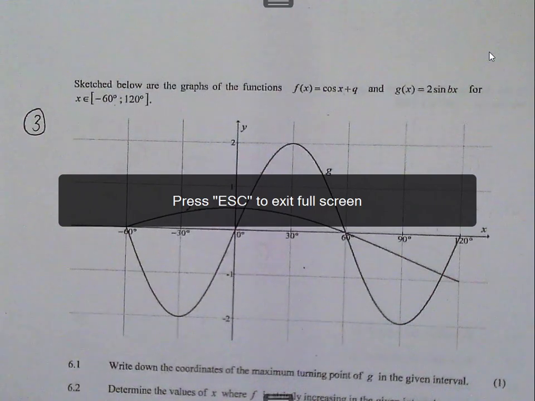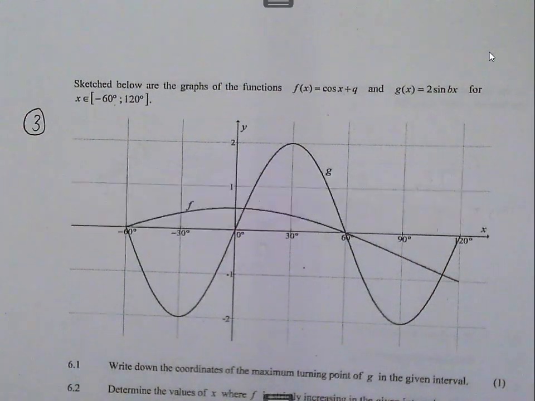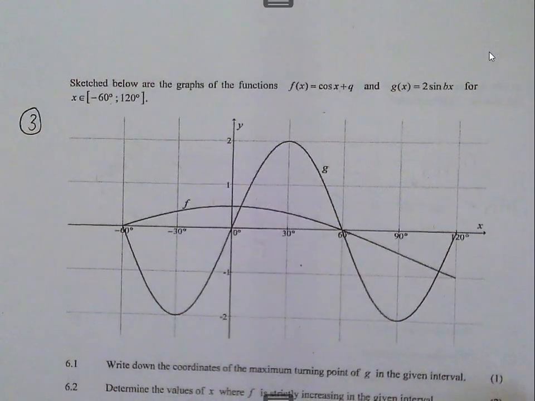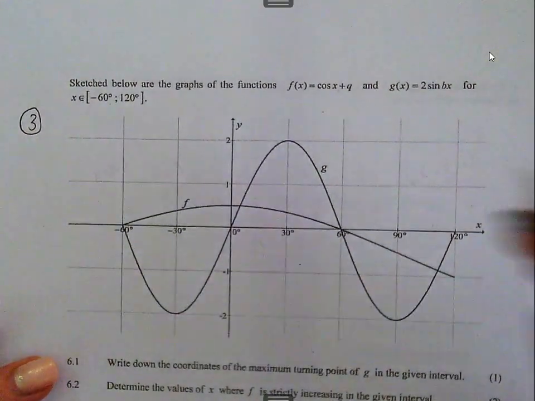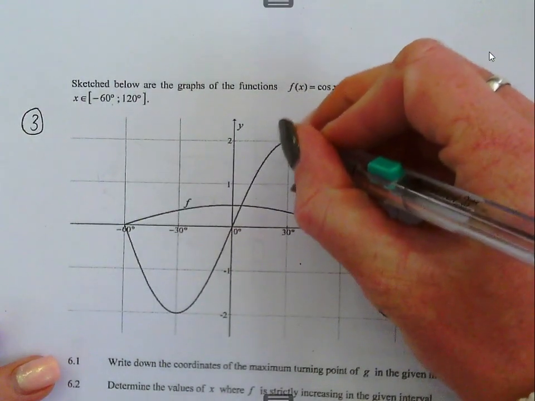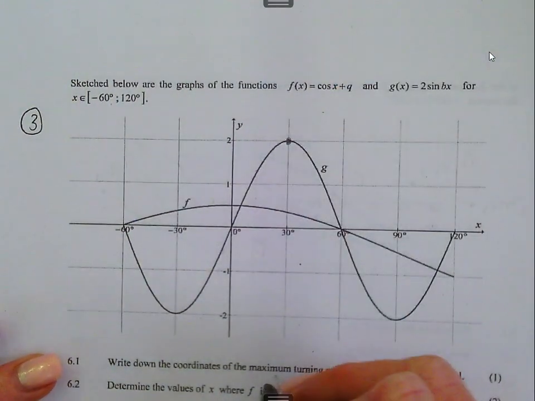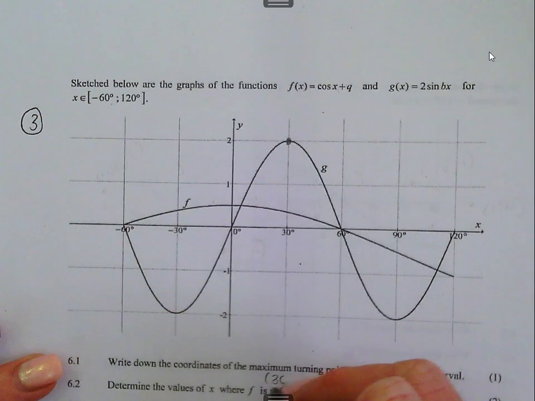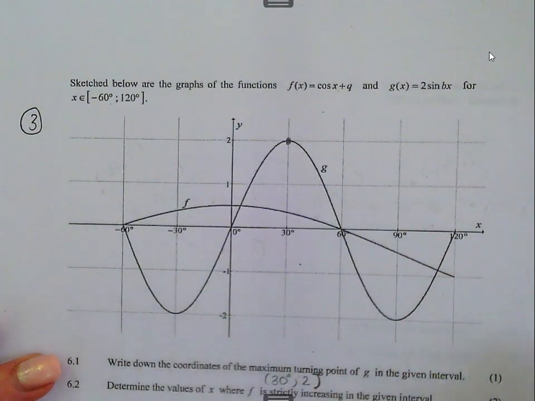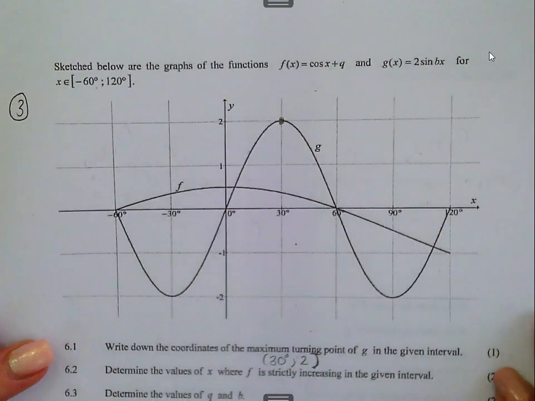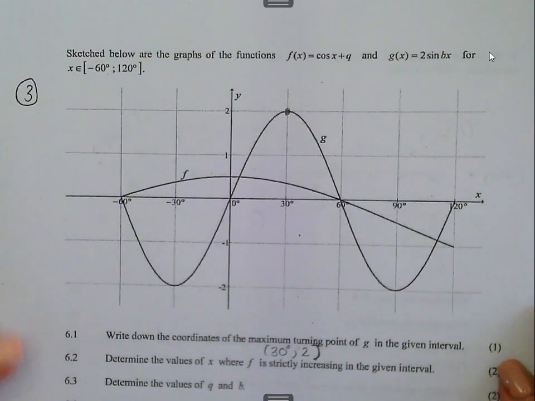Okay, the first one asks for the coordinates of the maximum turning point of g in the given interval. That was easy, né? That point right there. It's the maximum point. It's (30 degrees; 2). You agree with that? Okay, next up.